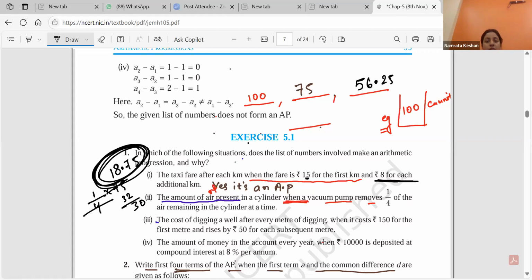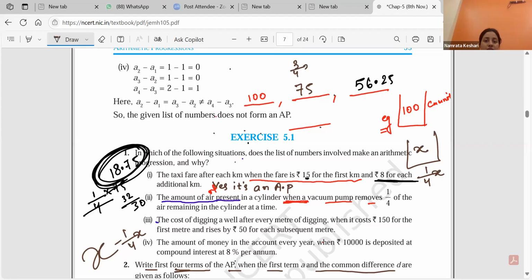But in the question, it doesn't say any unit or how much air is present in the cylinder. Yes, no number is given over here. We are just taking the assumption that suppose 100 is there. You can also take x. You can say that initially x cubic units of air is there. Once you press, 1/4 of x will vanish. What is remaining? x minus 1/4 of x, that means 3/4 of x will remain.